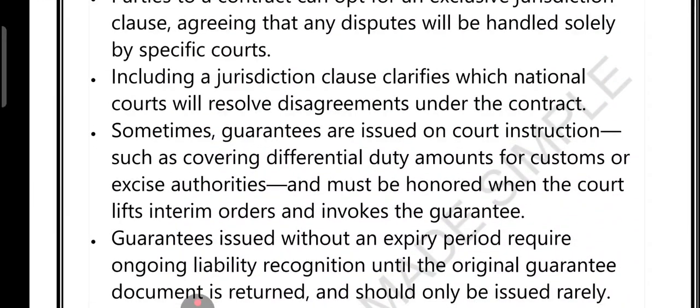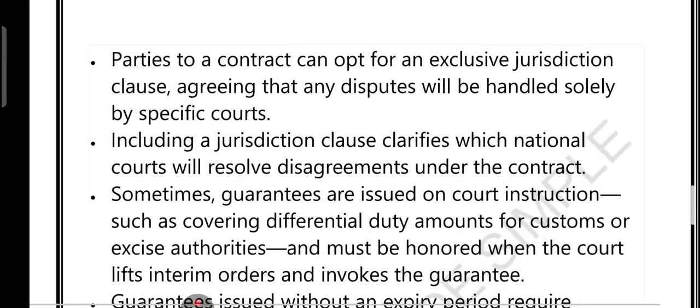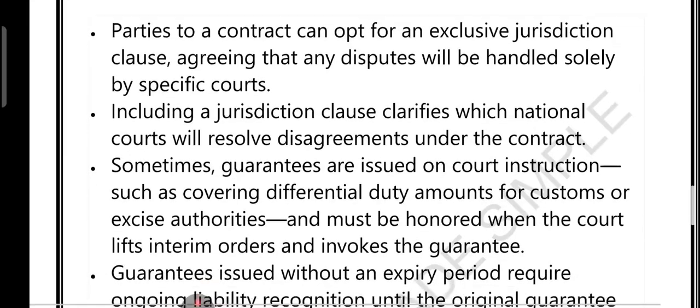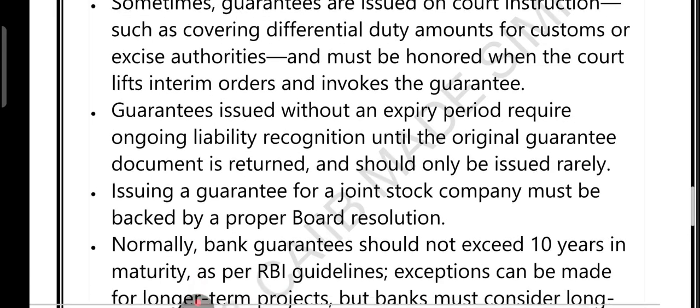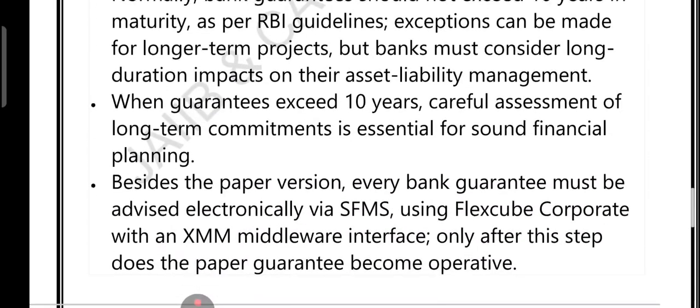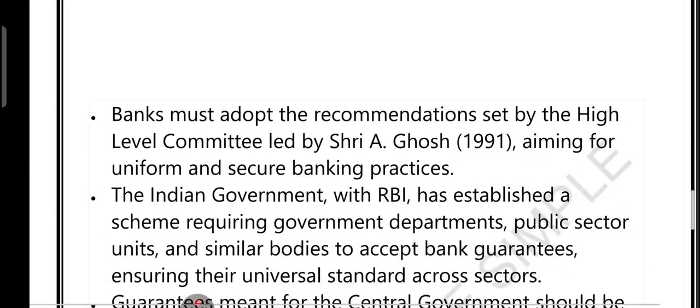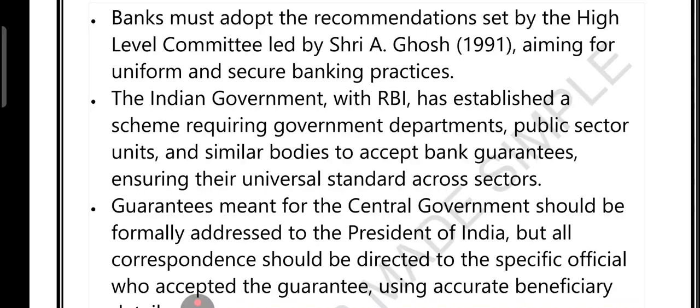Now friends, let's talk about more. Let's understand the key rule about the bank guarantee. There is something called a standard banking practice. Banks must follow uniform guarantee practice, which is recommended by the high level committee led by Sri A. Ghosh. He recommended a standard banking practice. This ensures safety and consistency.